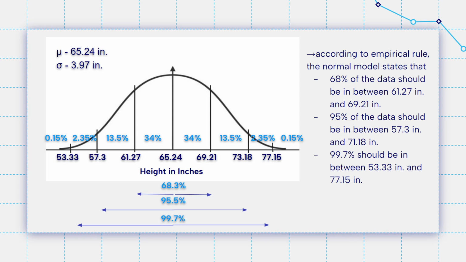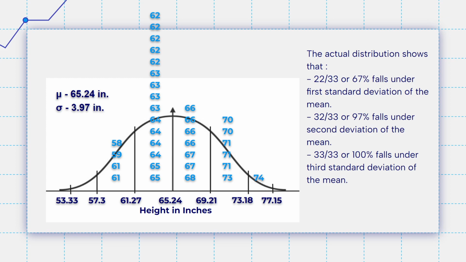And according to the empirical rule, the normal model states that 68% of this data should be between 61.27 inches and 69.21 inches. 95% of the data should be between 57.3 inches and 71.18 inches. And 99.7% should be between 53.33 inches and 77.15 inches. And this is the actual distribution.